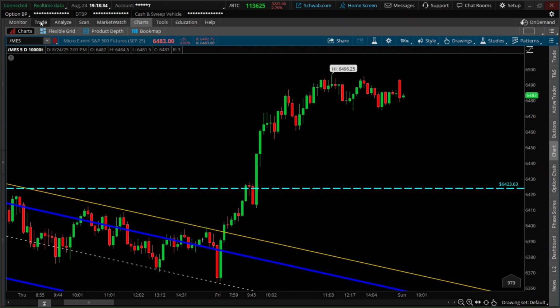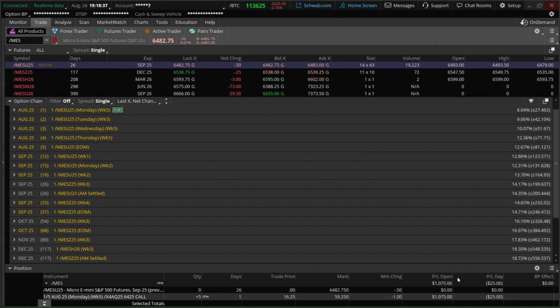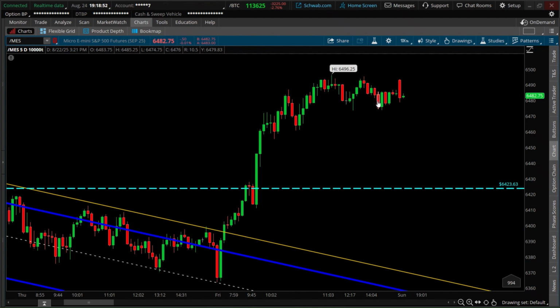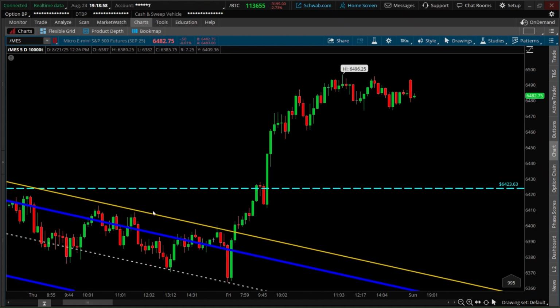So switching over to the trade tab, the P&L is now reflecting a positive balance of 1,075. Option premium is quoted at 59 and a quarter. So what I'm going to do is place an order to close this trade out, even though there's 1 day remaining, because again, I want to stay above the $1,000 benchmark that price has been in since breaking out of this descending pattern.